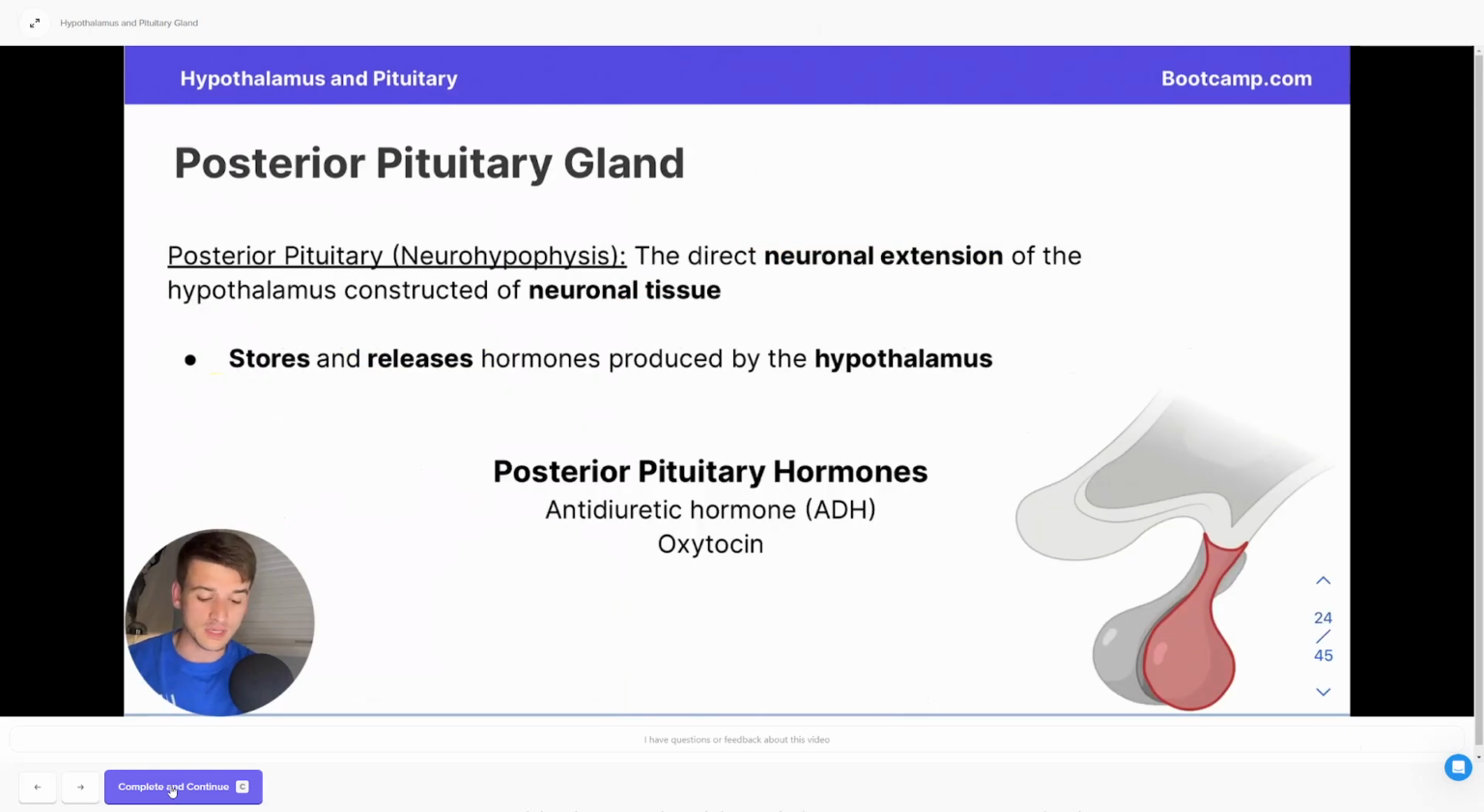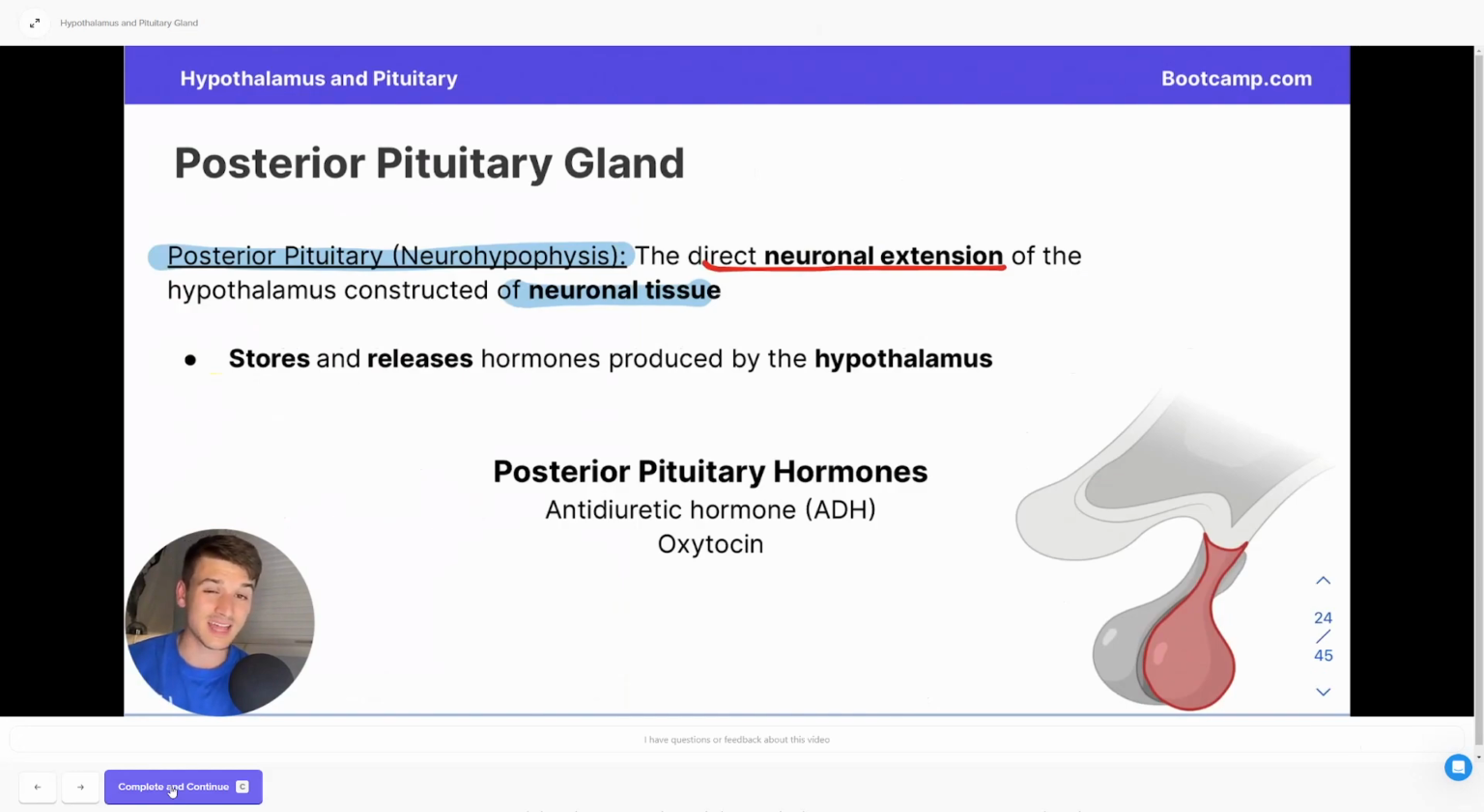So let's go ahead and begin by talking about the posterior pituitary, which is also referred to as the neurohypophysis. The reason it's known as the neurohypophysis is because the posterior pituitary gland is going to be the subset of the pituitary gland that is composed of neuronal tissue rather than glandular tissue. And so as a result, the posterior pituitary gland is a direct neural extension from the hypothalamus. And this structural relationship is actually very much tied to the function of the posterior pituitary gland.